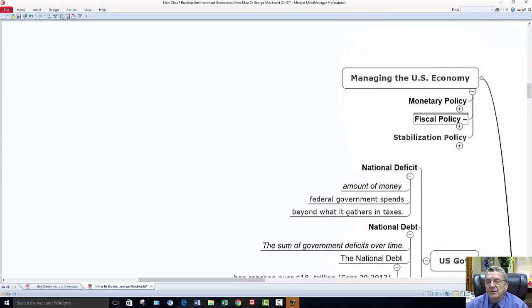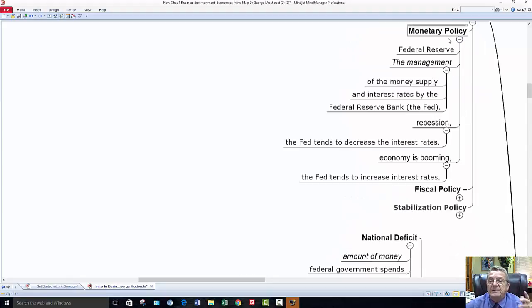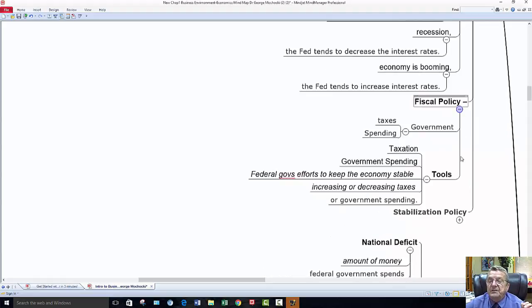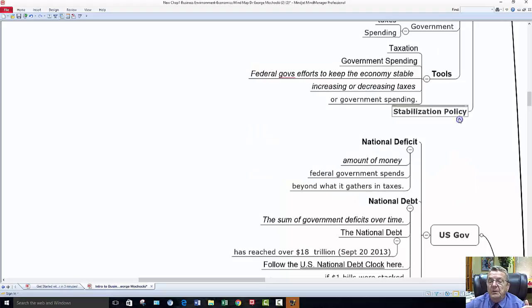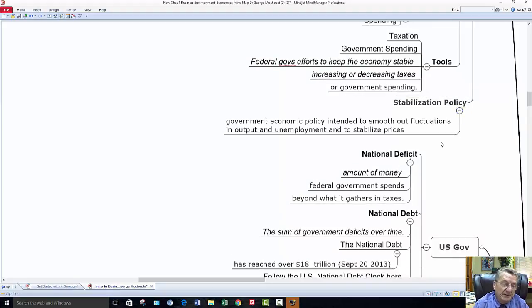You have two things I want to cover that we cover in chat. Monetary is Federal Reserves, and we'll talk about that. That's the banking, the money supply, recession. It tends to decrease. Economy's booming. That's the whole thing. Are you going to raise the interest rates? And our fiscal policy is what the government does, spending and taxes, right? So that's what we're at now. Taxation, spending, do you want to do it? And how do I stabilize the government and spending?